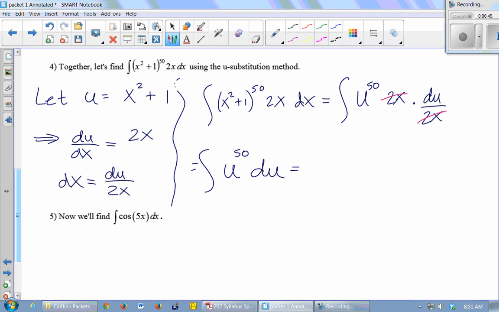So what made this work, the reason the u substitution worked, was because I chose the u so specially so that its derivative also showed up in the integrand, because the derivative has to cancel. Right? All right, so now to finish, the integral of u to the 50th would just be u to the 51st over 51 plus c, and then you can substitute your u back in, x squared plus 1 to the 51st over 51 plus c.